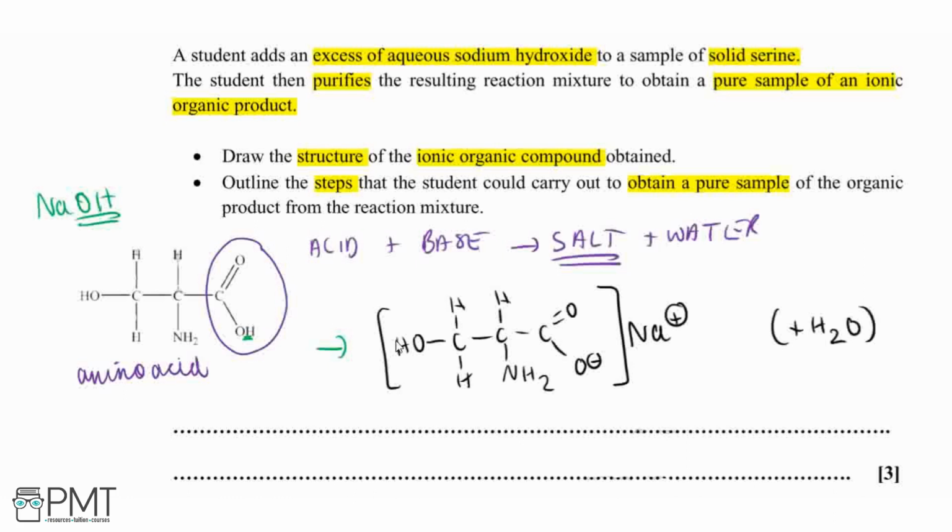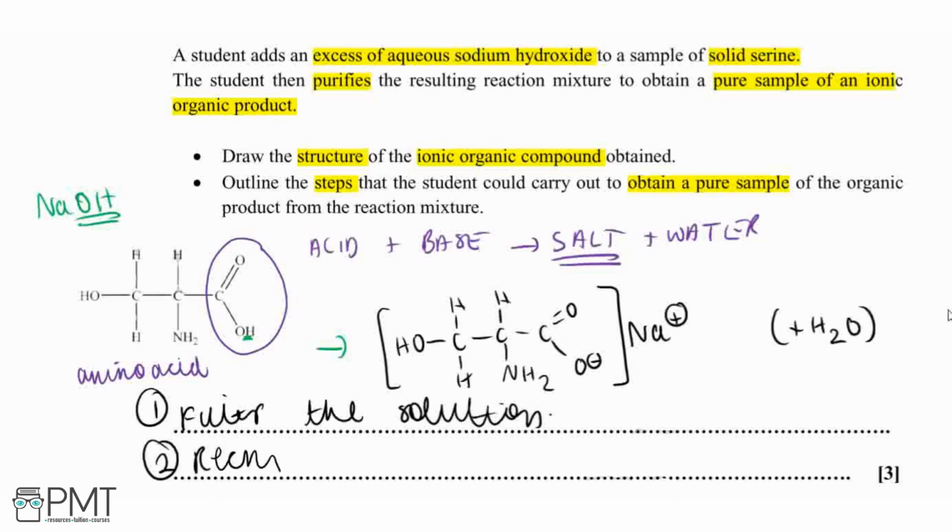So we're going to be making a salt solution because we've got this salt dissolved in this water. So in order to obtain a pure sample, we can filter the solution as our first step. And then once we've obtained our solid, we're going to want to recrystallize that, so that we purify our sample overall. And for this question, we've got 1 mark allocated to the structure of our ionic organic compound, 1 mark for saying to filter the solution, and the last mark is for stating that we need to recrystallize our compound in order to purify it so that we get that pure sample which the question was looking for.